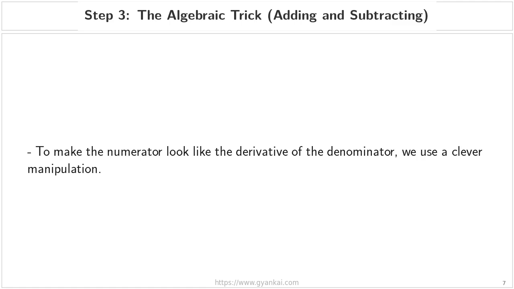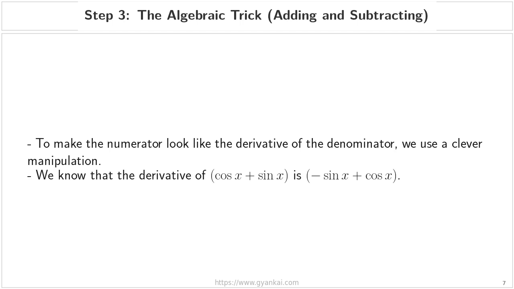So the first line says, to make the numerator look like the derivative of the denominator, we use a clever manipulation. Remember, our goal is to get the numerator to be exactly the derivative of what's inside the denominator. That's the key to a successful U substitution. The next line reminds us that we know that the derivative of cosine x plus sine x is negative sine x plus cosine x. It's crucial to recall basic differentiation rules. If you differentiate cosine x plus sine x with respect to x, you get negative sine x plus cosine x. Keep that firmly in mind.